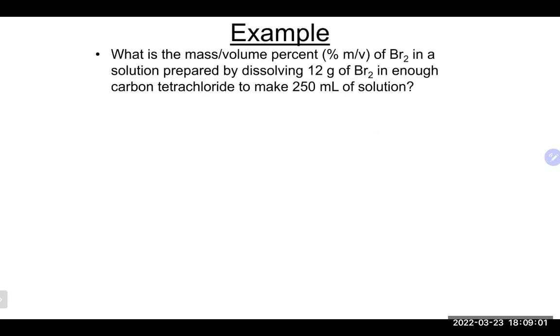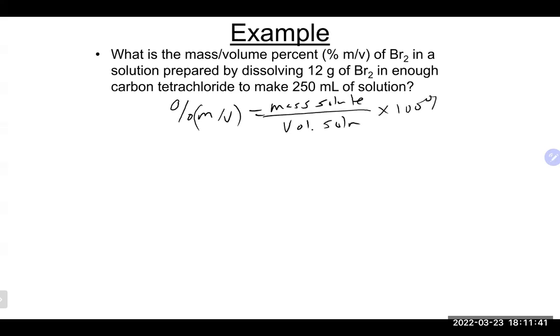What is the mass to volume percent of bromine in a solution that's prepared by dissolving 12 grams of bromine in enough carbon tetrachloride to make 250 milliliters of solution? Okay, so taking a look at this one, we are looking for the mass to volume, which again means our percent mass to volume is the mass of the solute divided by the volume of solution times 100%. In this particular case, the Br2 is our solute, and the carbon tetrachloride is our solvent.